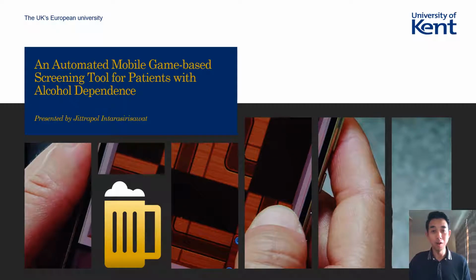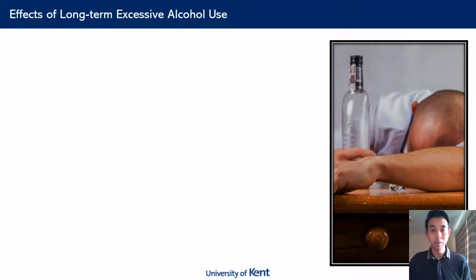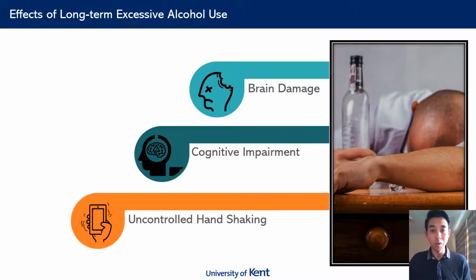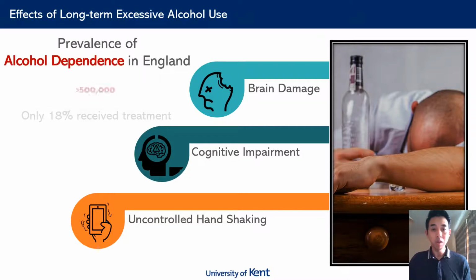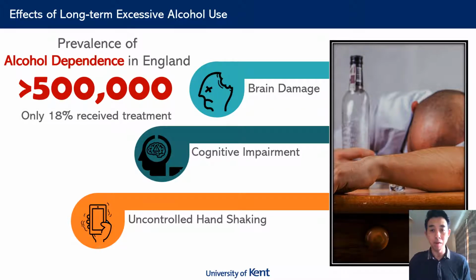Hello, in this work we propose a novel approach for screening alcohol dependence using user-game interaction patterns. Long-term excessive alcohol use can cause significant brain damage, resulting in cognitive deficits and reduced motor control. According to 2018 Public Health England, more than 500,000 people were alcohol-dependent drinkers. However, only 18% of them ever received treatment.